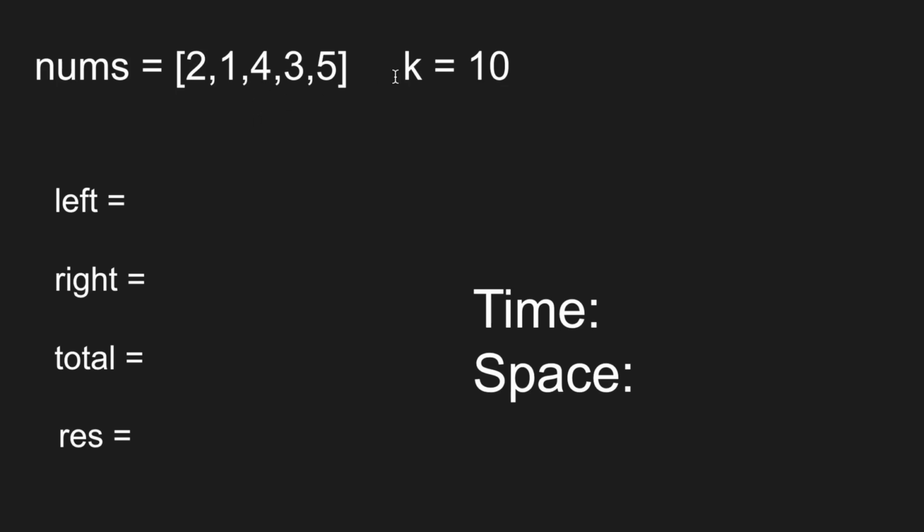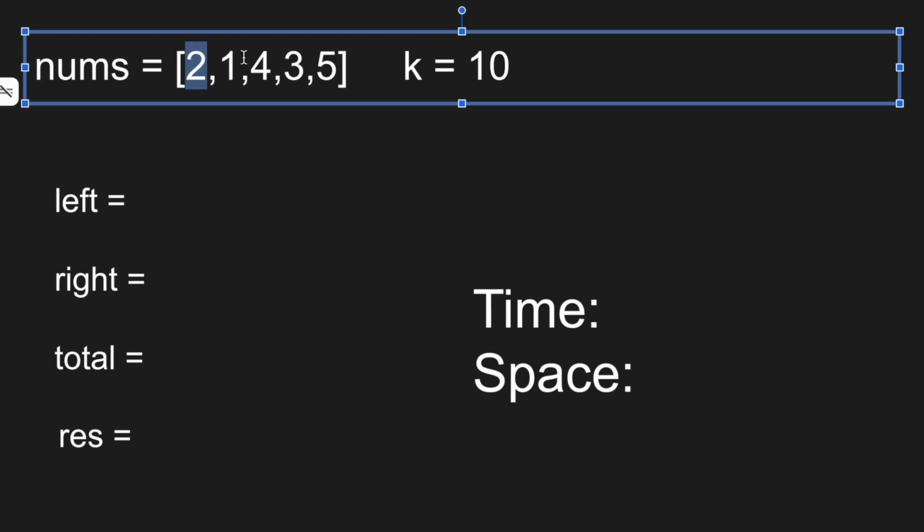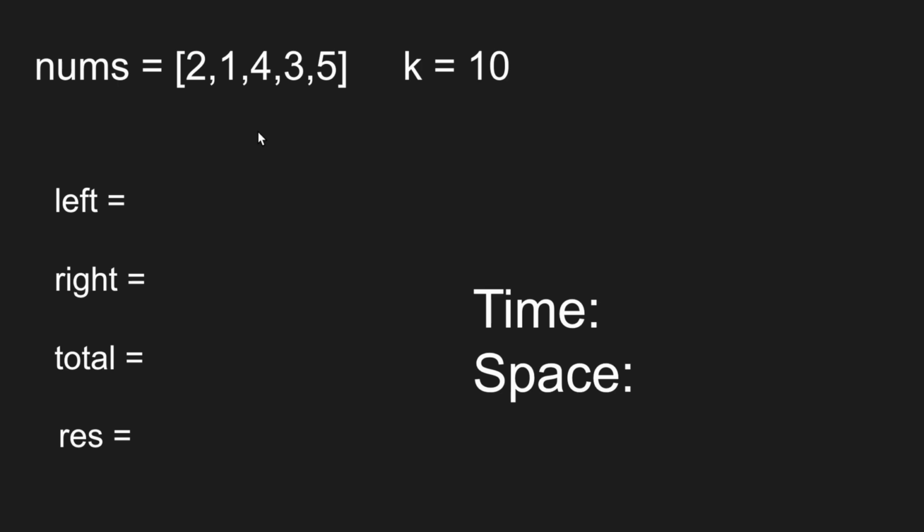And whenever the total times the length of the subarray, which is right minus left plus 1, is greater than or equal to k, then we need to shift the left pointer and subtract the element on the left from the total. And then we will continue this process until the right pointer has come all the way to the end. So let's go through this example real quick.